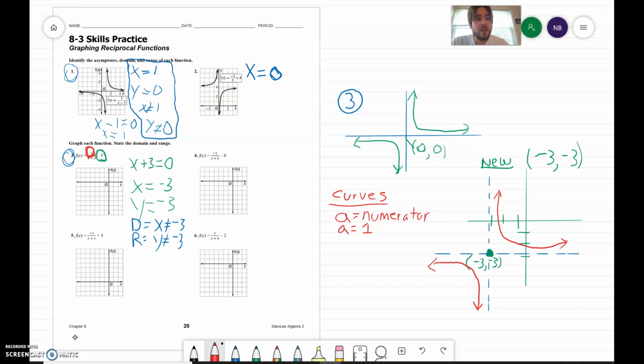Okay? So for that being said, that is what we need to do for 4, 5, and 6. You're going to tell me what x and y is, the domain and range. That way you'll be able to write your new graph and put curves on it.